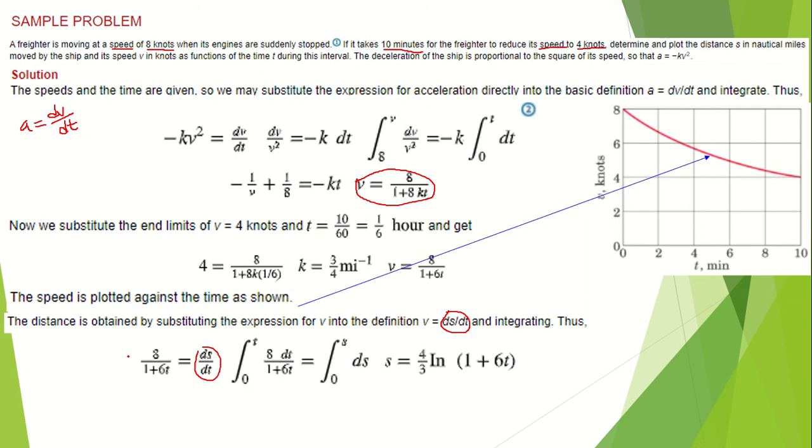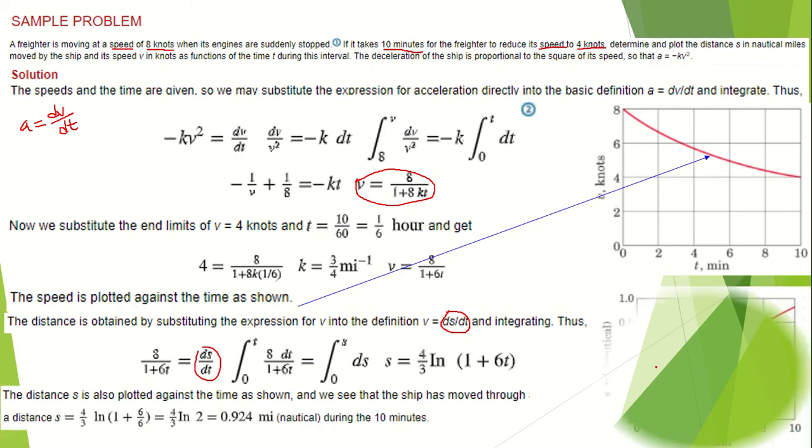Then after that you integrate both sides, with the limits from 0 to t on one side and from 0 to s on the other. After integration and substituting the limits, we get s equal to 4 over 3 ln of 1 plus 6t. Now the distance s is also plotted against the time as shown in this illustration here.